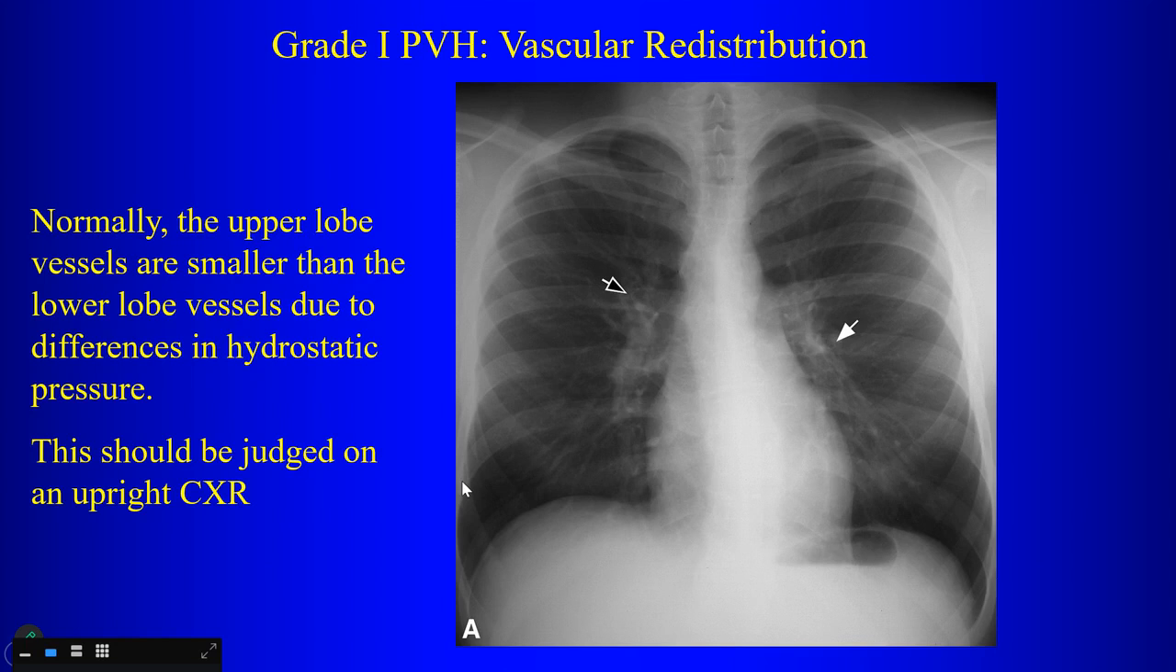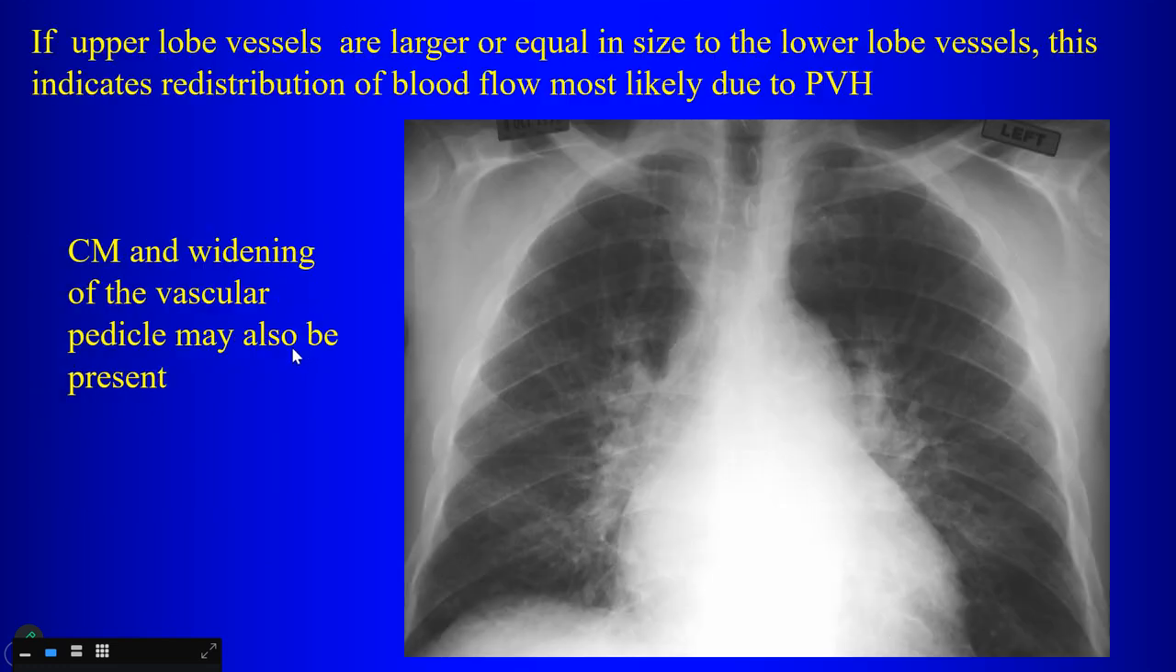So normally, the upper lobe vessels are not as prominent as the lower lobe vessels because there's a gravitational gradient, and that should be judged on an upright chest radiograph. So the lower lobe vessels are more prominent than the vessels within the upper lungs. But once we have cephalization, or grade 1 pulmonary venous hypertension, then the vessels in the upper lungs can start to appear more prominent, especially pulmonary veins up here within the upper lungs.